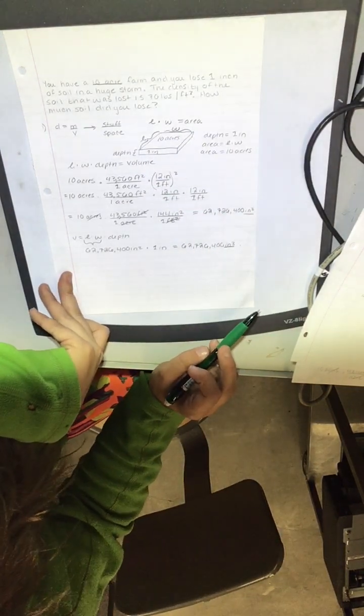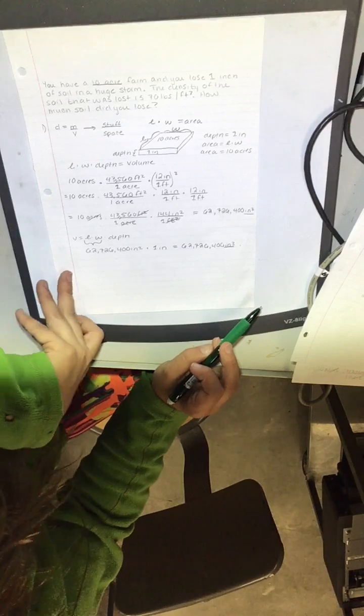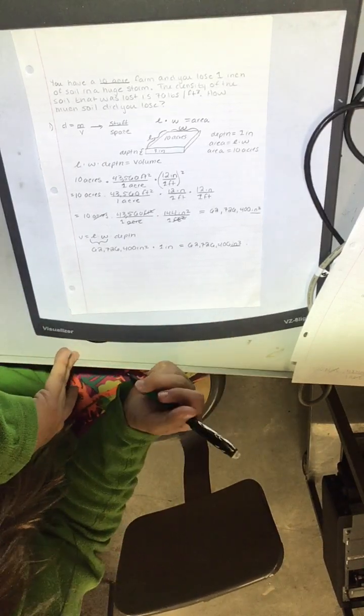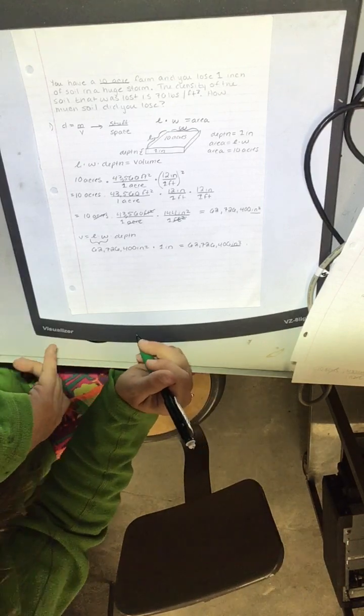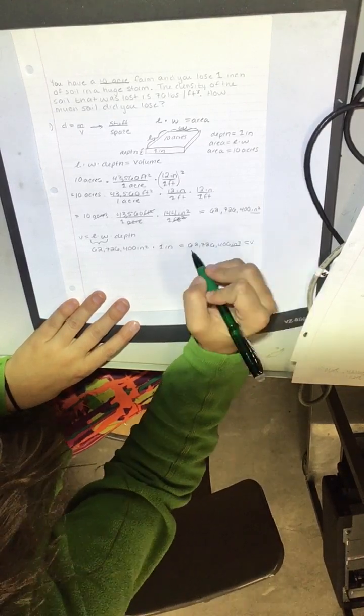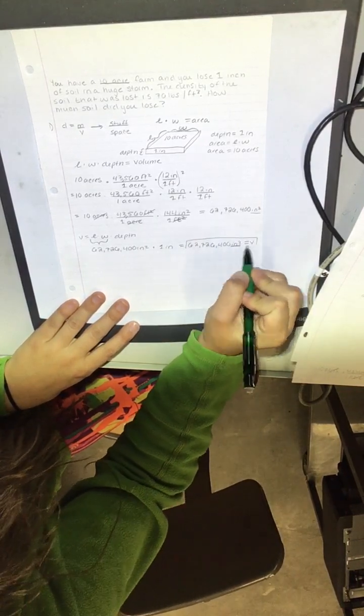I know I'm repeating a lot of stuff here, but I just want to make sure that we're all on the same page when it comes to what volume is, what mass is, what density is. So cool. So now that is our volume, right? That equals our volume. So we're like halfway there.